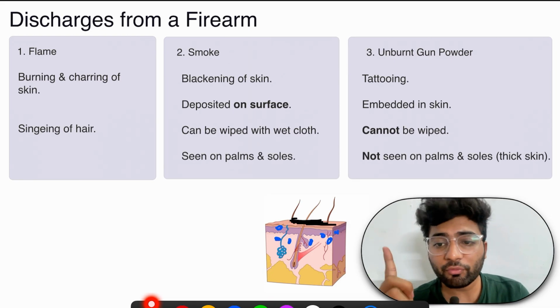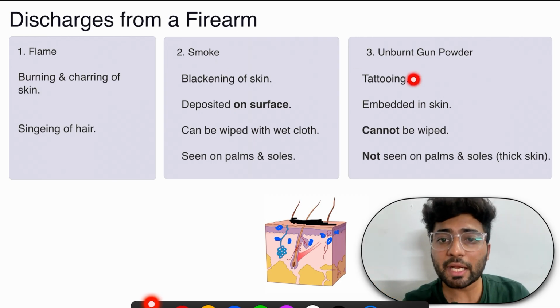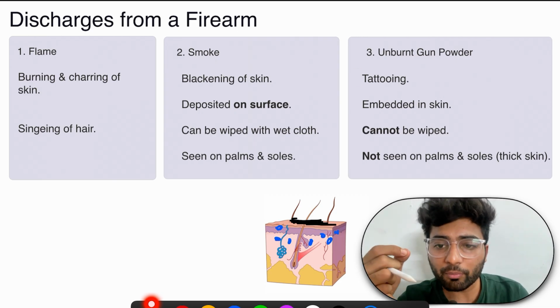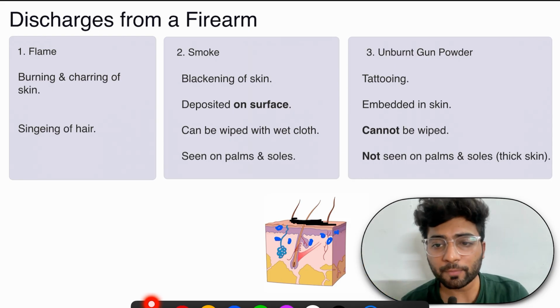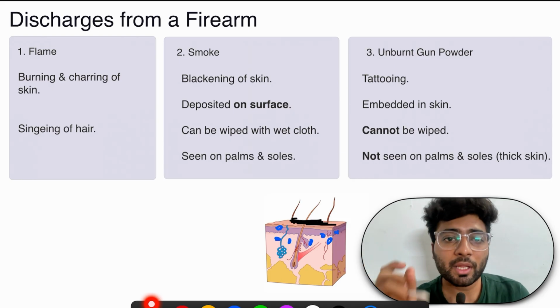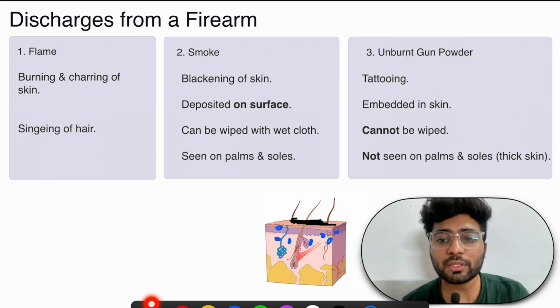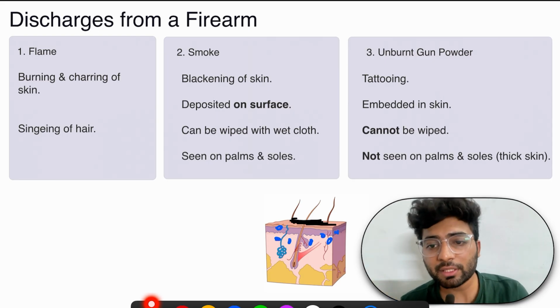So we have three things. First is what? Burning. Second is blackening, and third is tattooing. What is tattooing? This unburned gunpowder is going inside like a tattoo. A tattoo cannot be wiped away with a cloth. So three things, just remember: burning, blackening, and tattooing. This will also help you in the next lecture. Three things are burning, blackening, and tattooing.